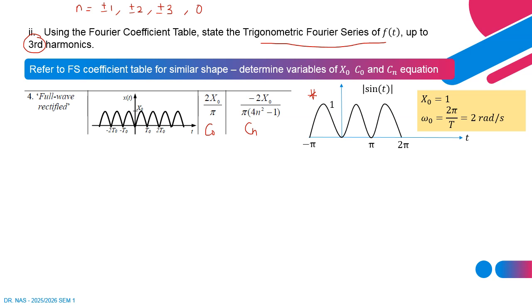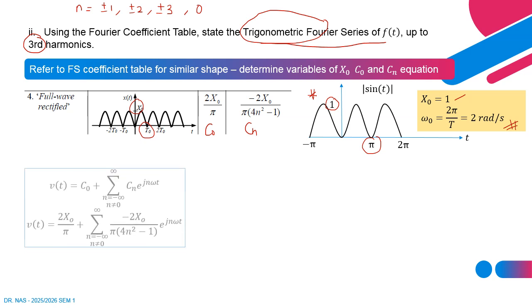But the question asks you to come up with the trigonometric form, meaning that you need to develop the exponential form first from the table, and then you can convert the exponential form into trigonometric form. By comparing the signal in the table and the one you have, you may notice that x0 is equal to 1 and your omega naught is equal to 2 pi over T0, in which T0 in this case equal to pi. So in this case, your omega naught is 2 radian per second.